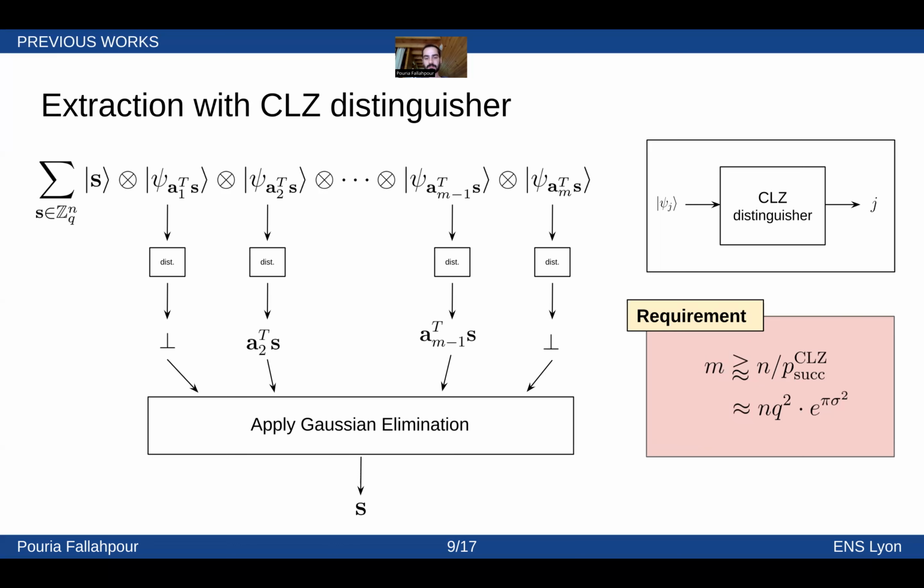So as I said, if we have sufficiently many linear equations, we can find the secret S. And if you've noticed, we need a requirement here to have sufficiently many linear equations, and the requirement is that M must be larger than N over the success probability, where N is the dimension of the secret S. And if you, again, do the math for our particular choice of states, we end up with this lower bound on the quantity M.